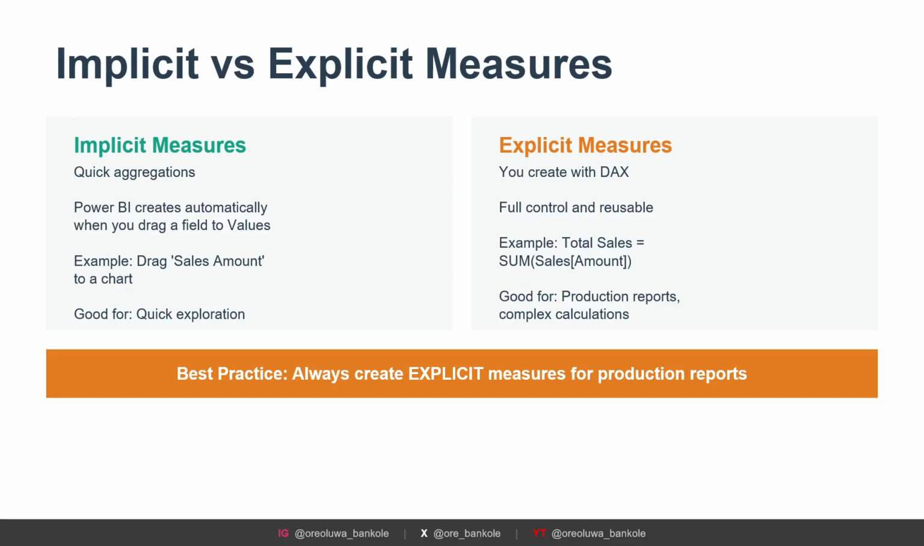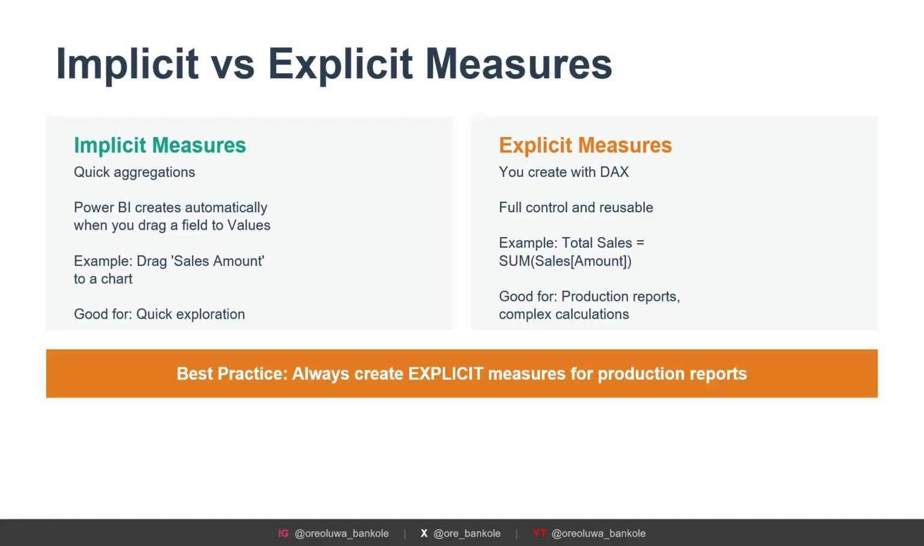Now, when we come to measures, we have 2 types of measures. Everybody should take note. The first is the implicit measure, and the second is the explicit measure. Please take note of what I'm about to explain. What are implicit measures? What are explicit measures? It is very important that you understand it.